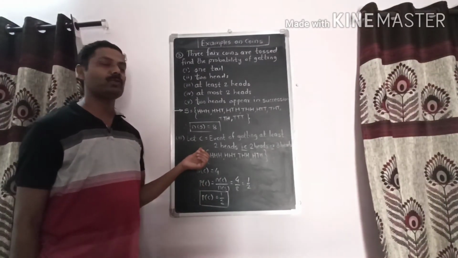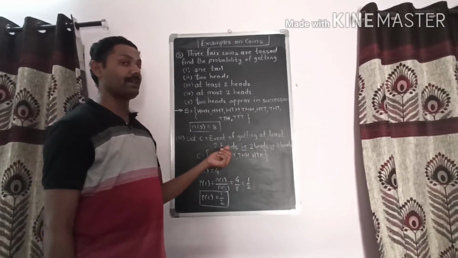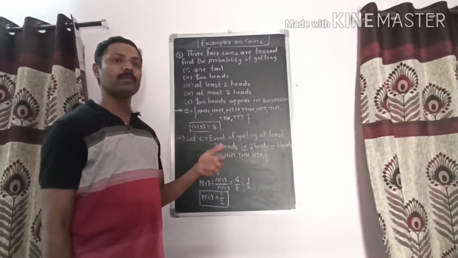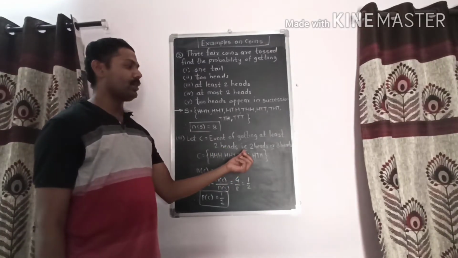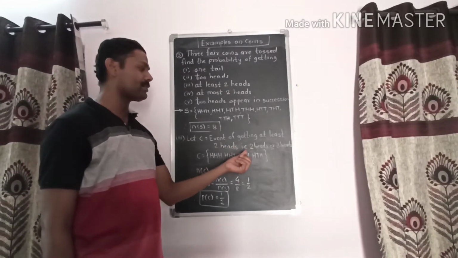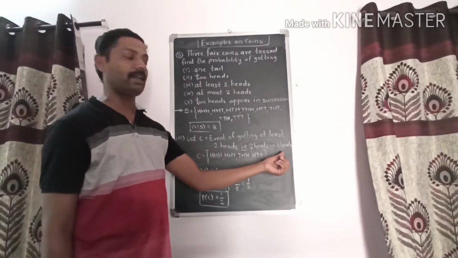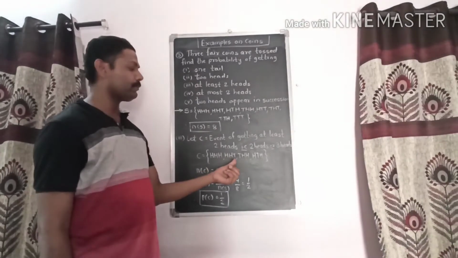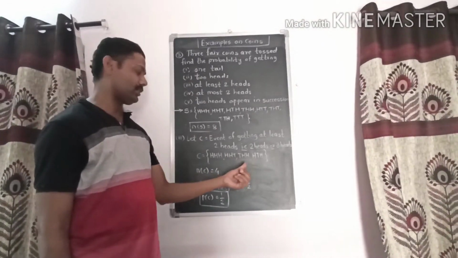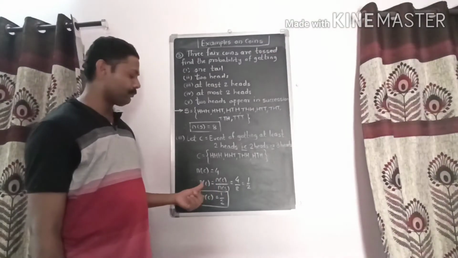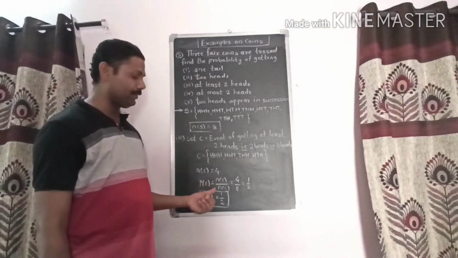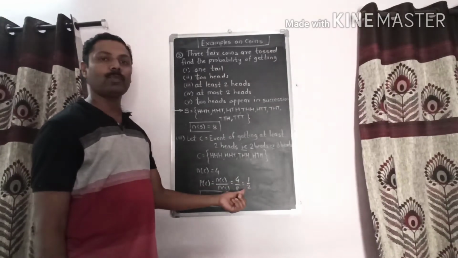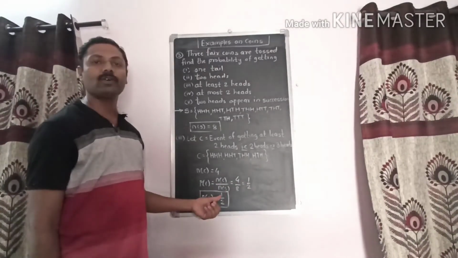Let C be the event of getting at least two heads. At least two heads means minimum two heads should be there. We can take more than two heads also. So there are two options: two heads or three heads. So C is equal to HHH, HHT, THH, HTH. So n of C is 4 here. Now P of C is n of C divided by n of S. It is 4 upon 8, which is 1 upon 2. So P of C is 1 upon 2.